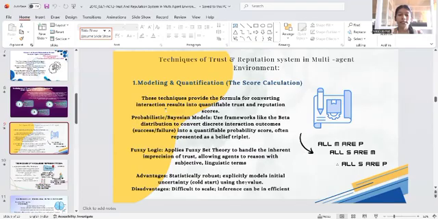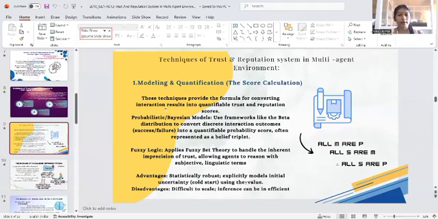Next one is probabilistic Bayesian models, which use frameworks like the beta distribution to convert discrete interaction outcomes like success and failures into a quantifiable probability score, often represented as a belief triplet. And fuzzy logic applies fuzzy set theory to handle the inherent imprecision of trust, allowing agents to reason with subjective and linguistic terms.